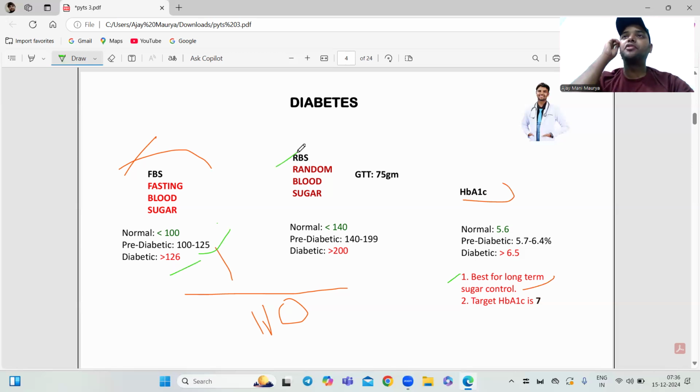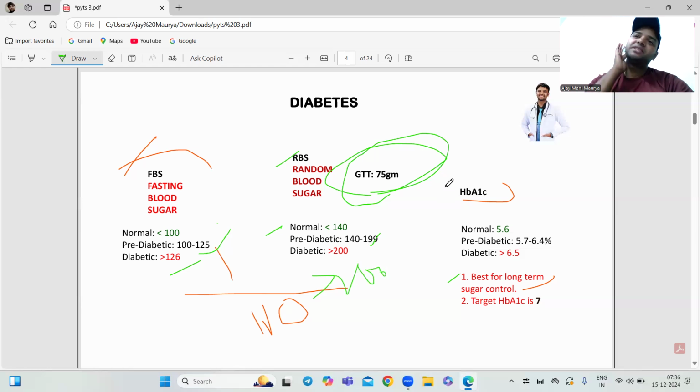RBS. So guys, before doing RBS, you have to do the glucose tolerance test. How much glucose do you have to give? You have to give 75 grams of glucose orally to the patient. So after 2 hours, you do the random blood sugar. The normal value is less than 140. Pre-diabetic ranges from 140 to 199. Diabetic means more than 200.